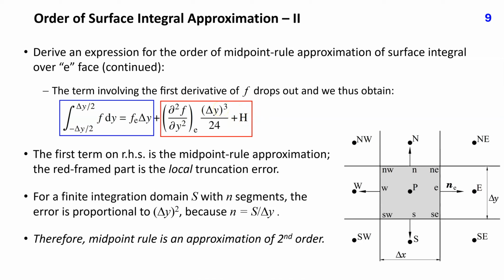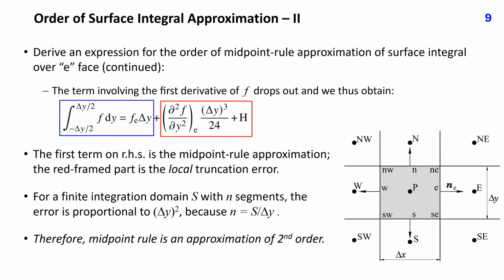The local truncation error term is proportional to delta y cubed, but when we do grid refinement, we have a finite integration domain with n segments, and n doubles when grid spacing is halved. Because the error is incurred n times and n equals s over delta y, the global error is proportional to delta y squared. This confirms that the midpoint rule is a second order approximation.